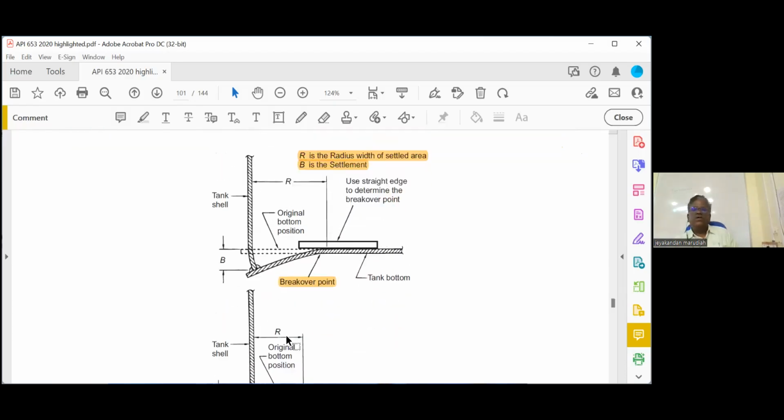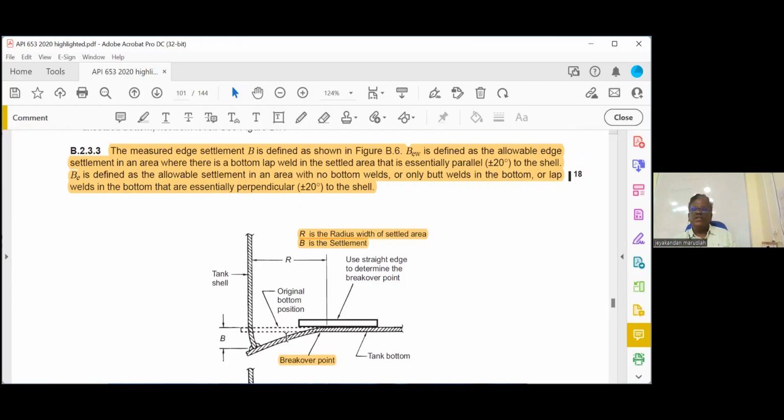Now, how much edge settlement is allowed? So we have to take radius. R means from the breakover point to the shell inside. Radius is always taken in feet. This is the breakover point, from there to the shell radius. B is how much it can go down. B is taken in inches.